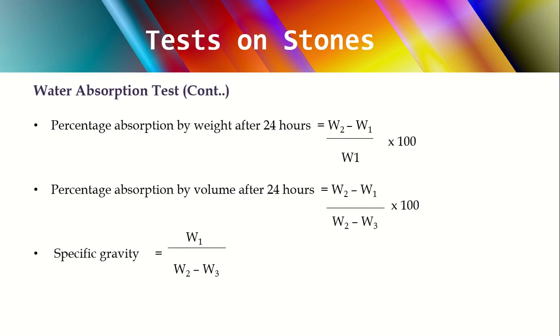So now let's see the formula for percentage of water absorption. Percentage water absorption by weight is given by the formula (W2 minus W1) by W1 into 100. If you want it by volume, it is (W2 minus W1) by (W2 minus W3) into 100. And the specific gravity of the stone can be found by the formula W1 by (W2 minus W3).